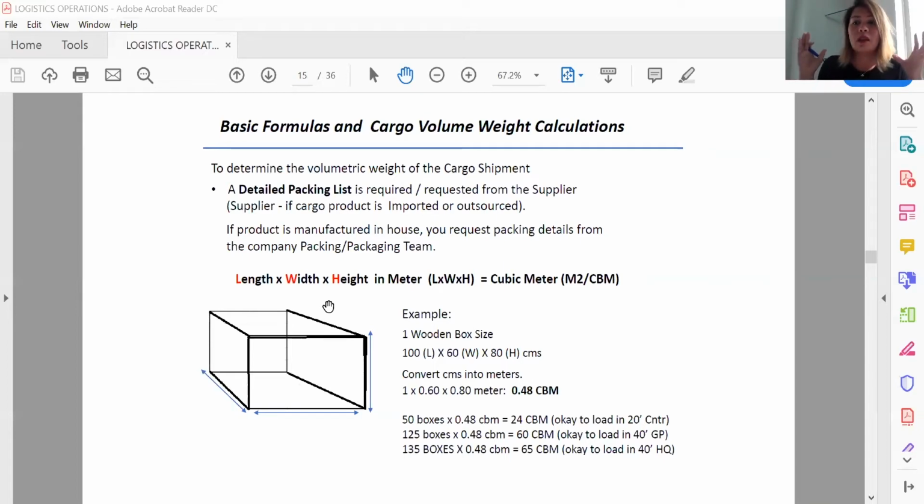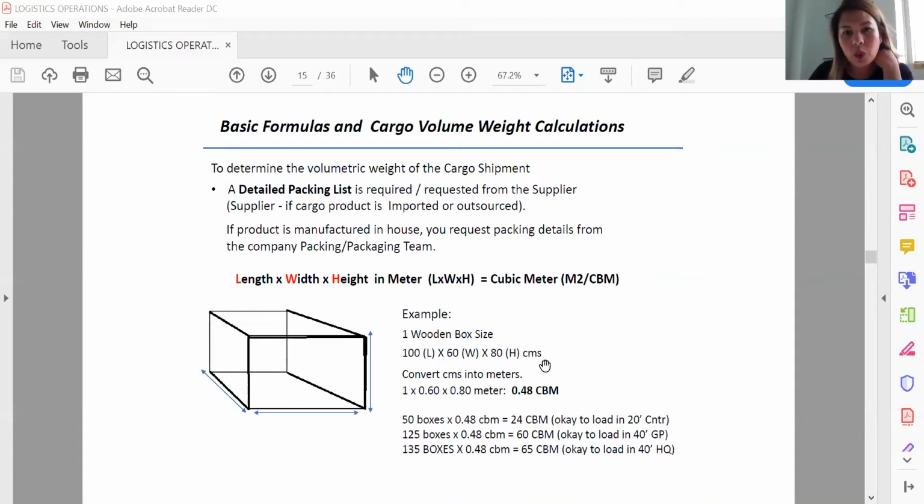Although it's only one box, you cannot put it inside a 20-feet container because the 20-feet container door size is very limited. It is not as per your box. It cannot accommodate the box. So you know, you have to strategize. You have to use your brain, your common sense. And so this is it.